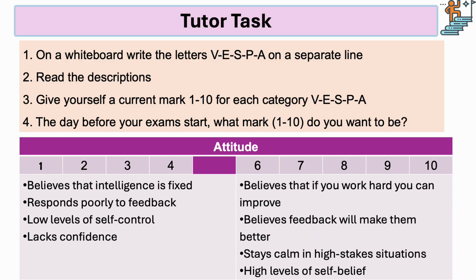And our final characteristic for high performing students: your attitude. Do you believe that intelligence is fixed? That you're born with what you've got and therefore no amount of work will change that? You just get what you get. That's the way life is. If that's you, you're a 1 to 4.